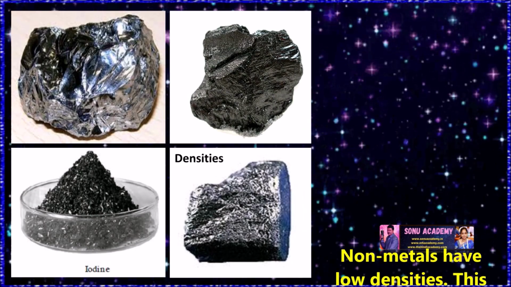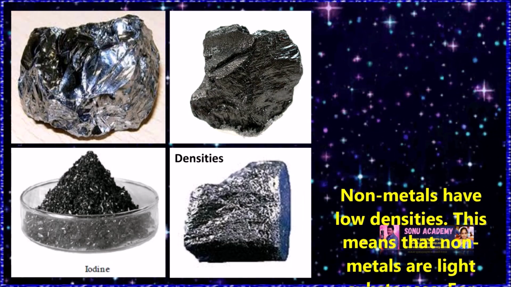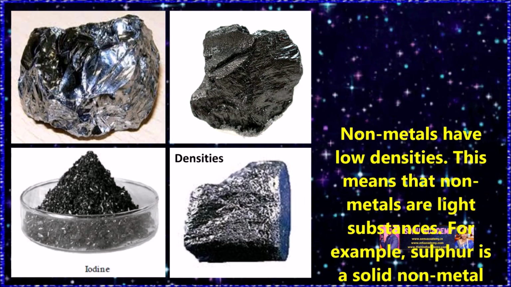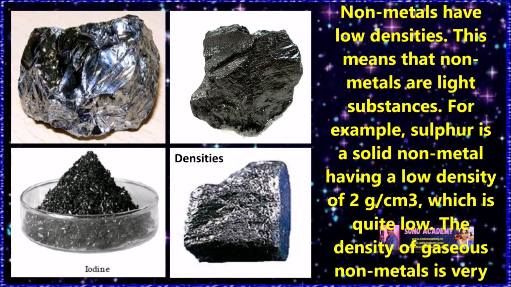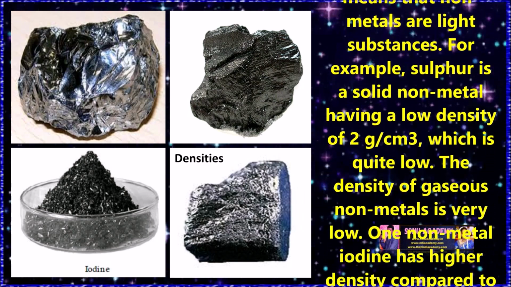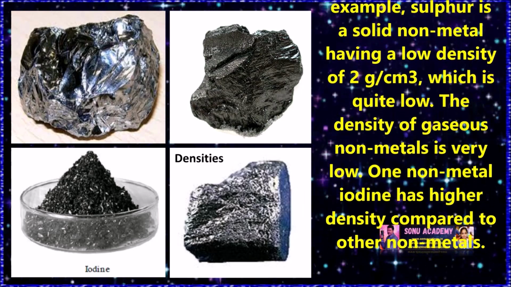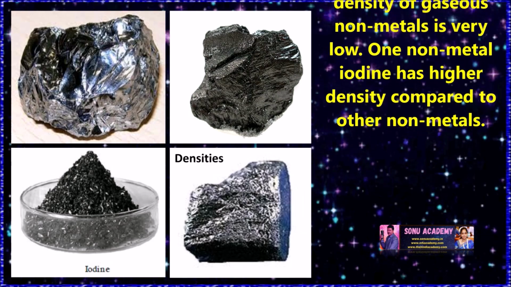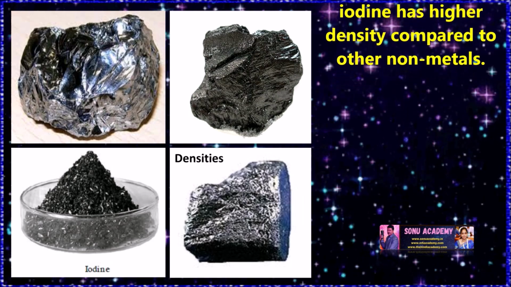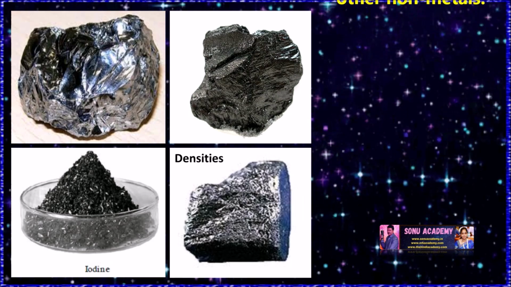Children, let us see the densities of non-metals. Non-metals have low densities. This means that non-metals are light substances. For example, sulfur is a solid non-metal having a low density of 2 grams per cubic centimeter, which is quite low. The density of gaseous non-metals is very low. One non-metal, iodine, has a higher density compared to other non-metals.